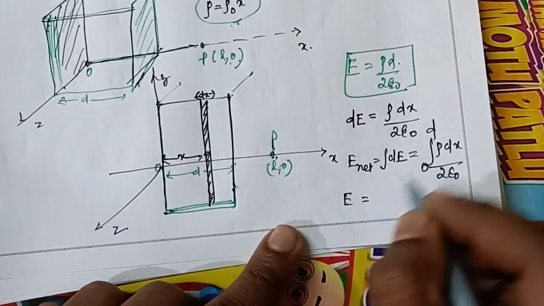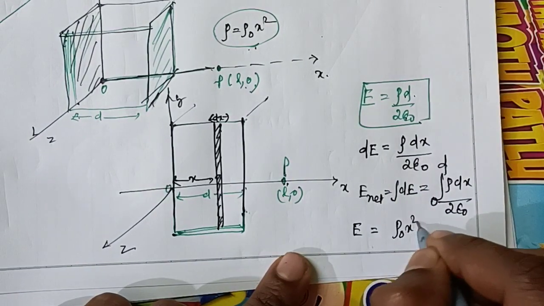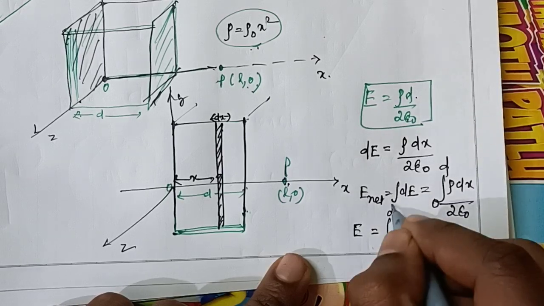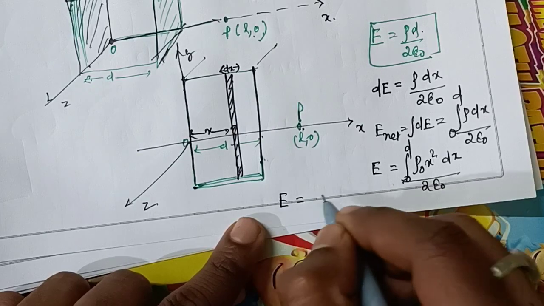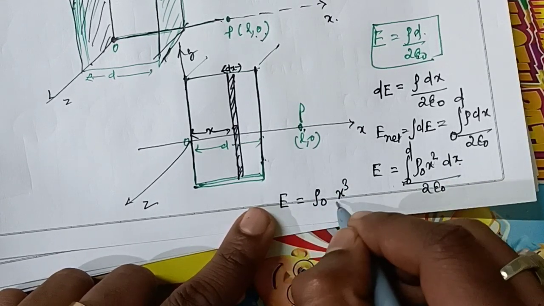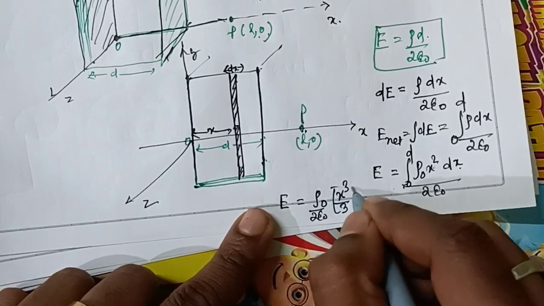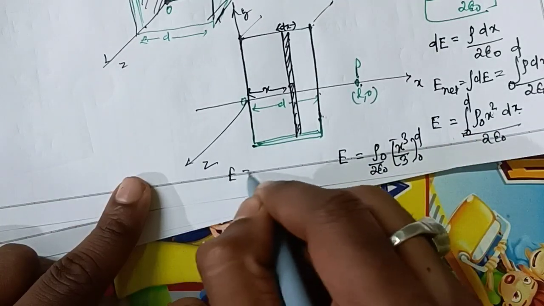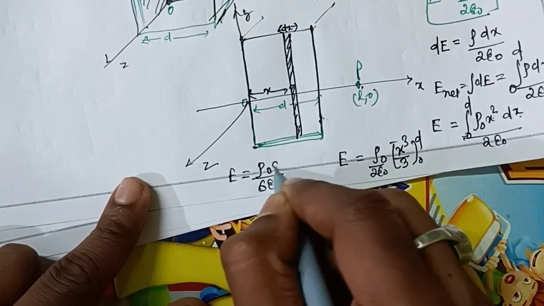So E is nothing but, rho is given as rho naught x square, I will put dx upon 2 epsilon naught, and I will integrate from 0 to d. If I proceed in similar fashion, I get rho naught x square integrated, which is x cube upon 3, over 2 epsilon naught, with limits 0 to d. So my result is E equals rho naught d cube upon 6 epsilon naught.